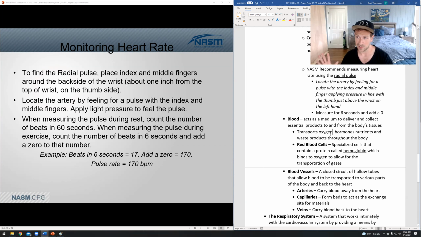But no matter what it is, the way we're going to measure it, generally NASM is going to recommend using your radial pulse. That's right here on the wrist. 2 fingers in line with your thumb and index finger just above the wrist, right about there. And so that's where you're going to measure your pulse. If you have a hard time seeing that, sometimes people have a really huge tendon there. If that's the case, you can always do your carotid instead.